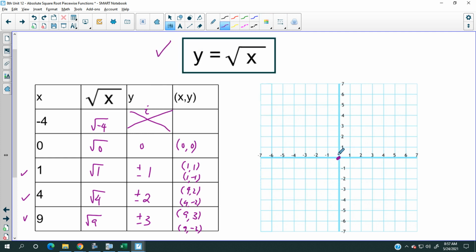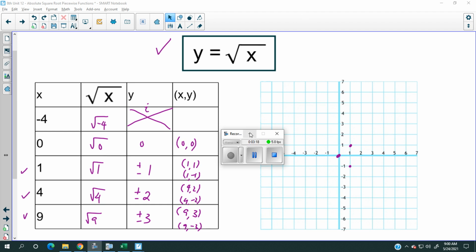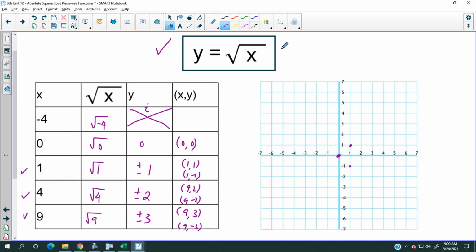All right, we got 1, 1, and 1, negative 1. Now, okay, all right, so let's keep graphing, and then I have something shocking to tell you. All right, so let's see. 2 is not that shocking, okay? I'm just exaggerating, as usual.